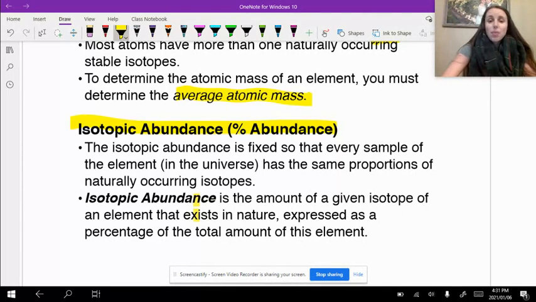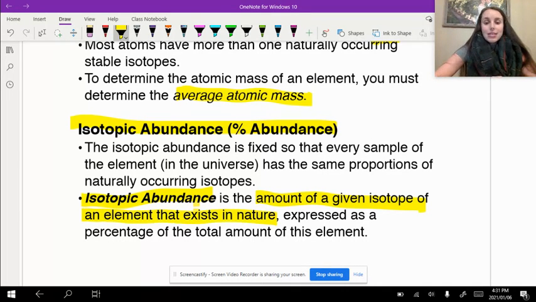The isotopic abundance is actually fixed. It's fixed for every element in the universe, and it's got the same proportion. It's an actual percentage of the population. Isotopic abundance is the amount of a given isotope of an element that exists in nature. I'm going to highlight that for you. It's the amount of a given isotope of an element that exists in nature, and it's expressed as a percentage.